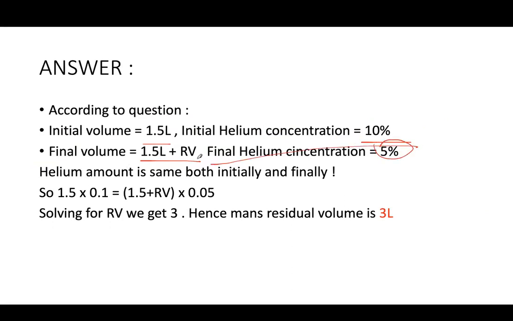So the helium amount is the same both initially and finally. So the total amount of helium is the same. The only thing that's changing is concentration. Please remember this. So we have 1.5 multiplied by 0.1, which is over here. 1.5 multiplied by 0.1 gives us the helium in this case, which is the first case. And then we have 1.5 plus RV multiplied by 0.05, which is the second case. Right? And the amount of helium should be the same. So technically, these two are equal. And we can just solve this equation, and we get 3. So we get the residual volume as 3 liters. Okay? It's very simple. Just solve this.